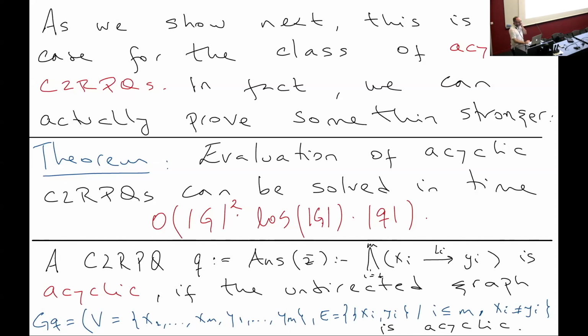When a conjunctive two-way regular path query is acyclic, when we look at the undirected graph of its structure, of its nodes, then this is acyclic, but we don't have to take into consideration loops or parallel edges. We assume that if two of these atoms connect the same variables, then there is just one edge between them. And if there exists a loop, say x_i equals y_i, then we will not consider it. We will consider that as acyclic.